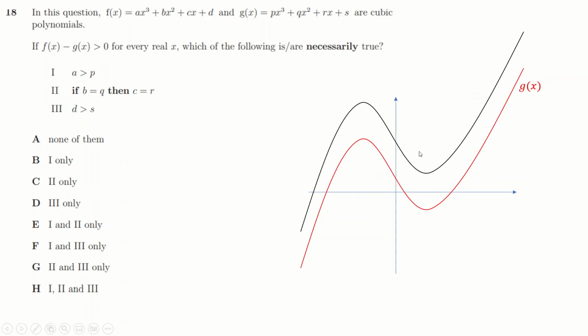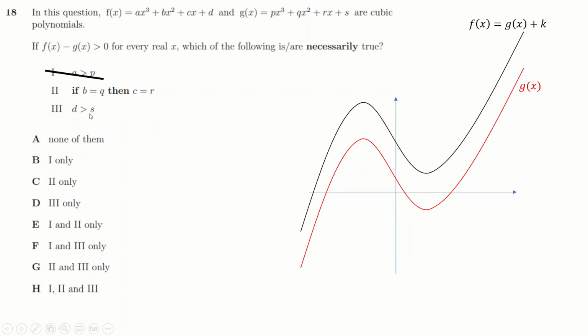Now, of course, all I've done here is I've shifted g of x up by some number. I don't have to do this, there are other ways to do it, but one way to make this work is to just make f of x the same polynomial as g of x, but just adding some constant on. Now, if this polynomial is the same as this one, just with a bigger number at the end, then a is equal to p, right? So this is clearly not necessarily true. Here's a counterexample, where a is equal to p because it's the same cubic, the other one's just been shifted up a bit.